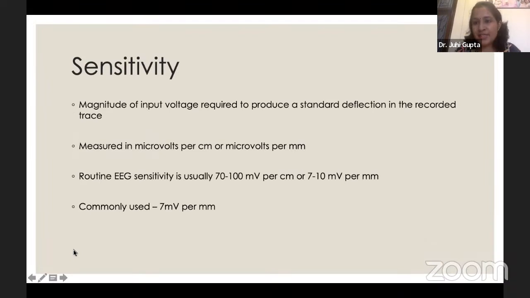So the first setting that you should look at is sensitivity. What do we mean by sensitivity? The magnitude of the input voltage required to produce a standard deflection in the recorded trace. It is measured in microvolt per centimeter or microvolt per millimeter. The routine EEG sensitivity is 7 to 10 microvolt per millimeter or 70 to 100 microvolt per centimeter. So the commonly used one, try to remember, is 7 microvolt per millimeter.